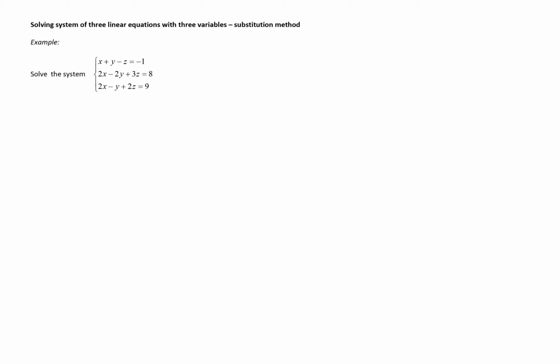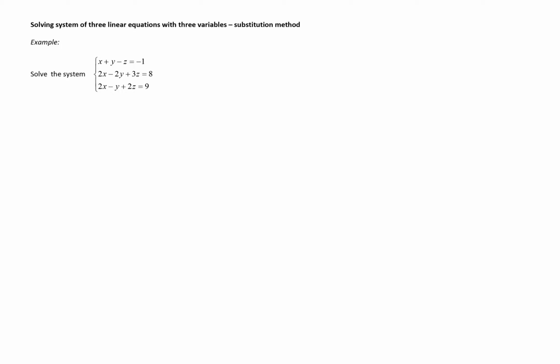Systems of three linear equations with three variables can be solved by substitution. We solve one of the equations for one of the variables and substitute into the other two equations. Those two equations will be reduced to two equations with two variables, which we can solve using either the substitution or elimination method for a system of two equations with two variables. So let's look at an example.